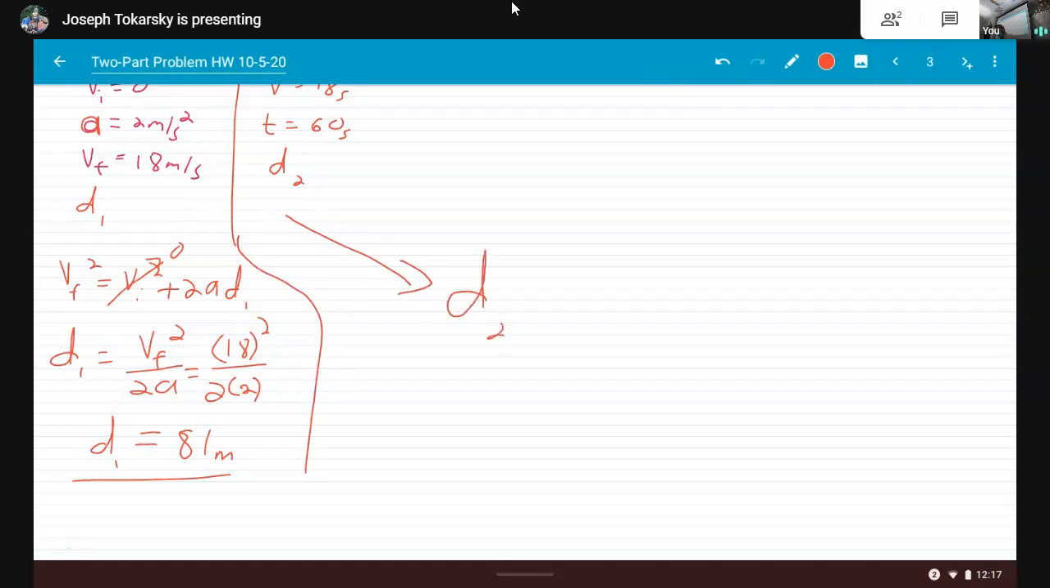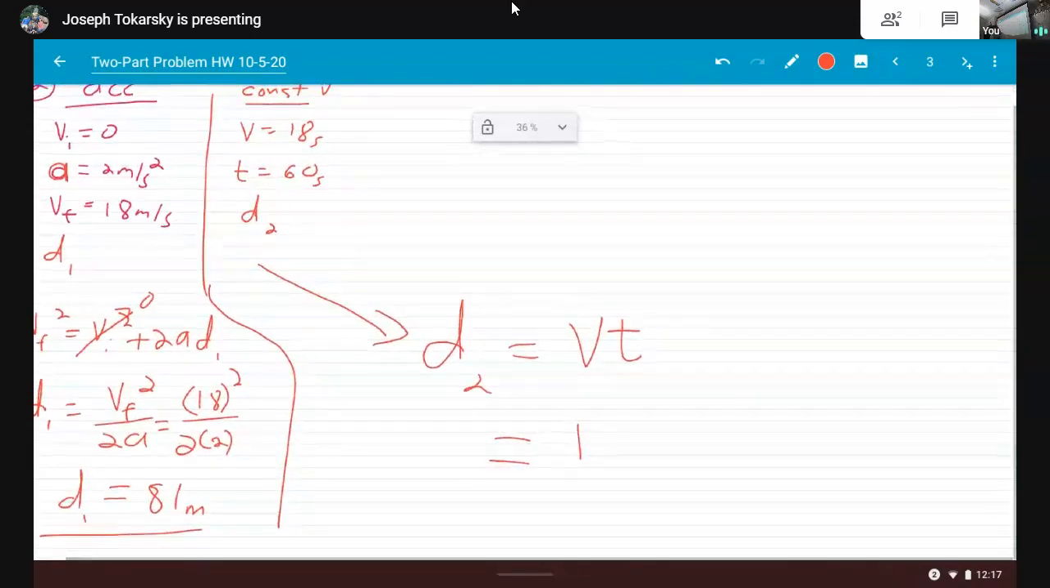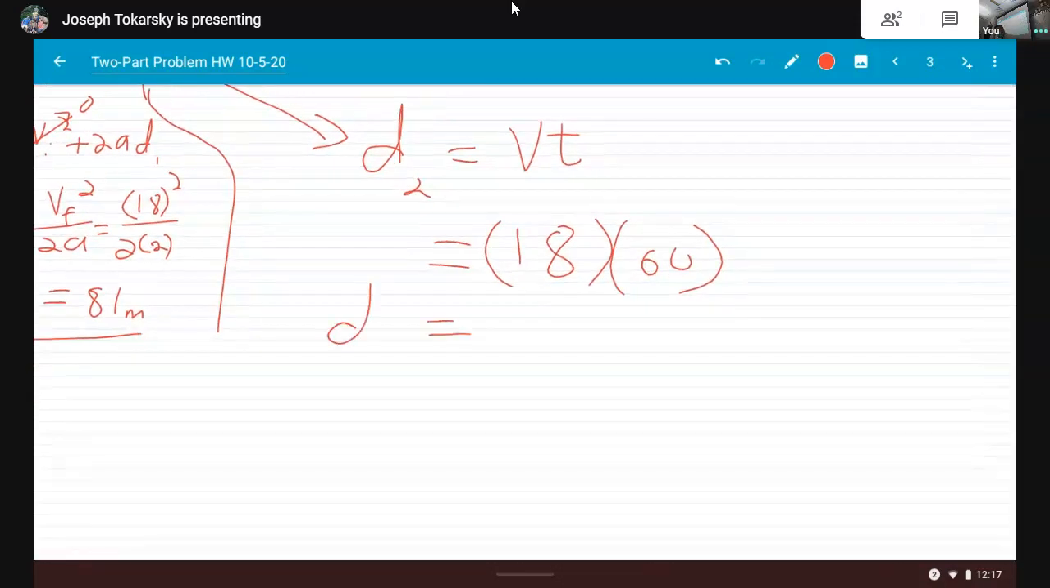This is just going to be v times t. This is the constant part, so that's going to be 18. I just noticed something dumb I did up there. That should be 18 meters per second right there. Got that. 18 meters per second times 60 seconds for that part. And I get 1,080 meters.